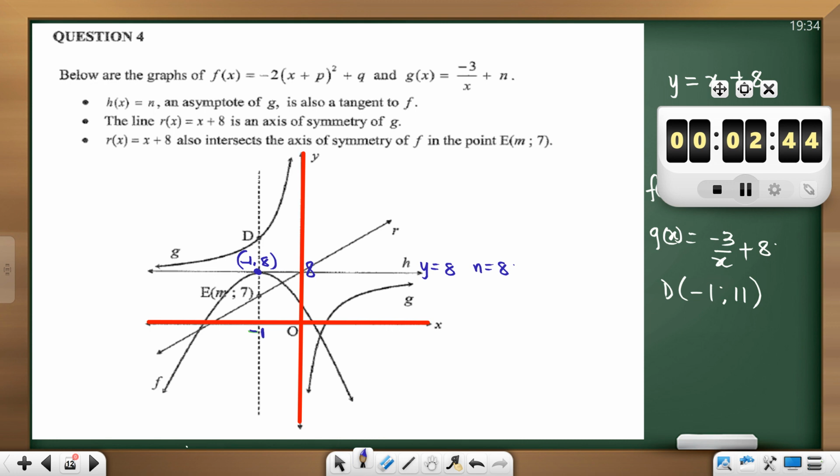Point D. We know the value of x. We substituted -1 in our equation. Can you see that line there, -1? It passes through D. Absolutely. Tato, you're too quiet for me.